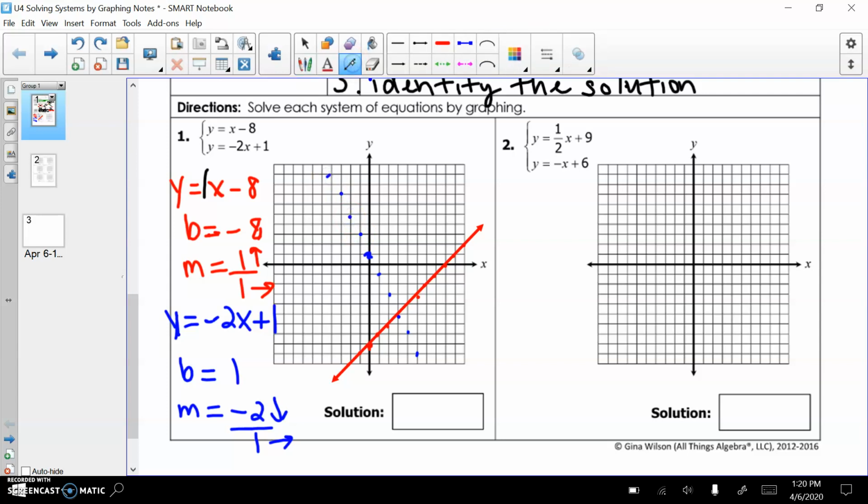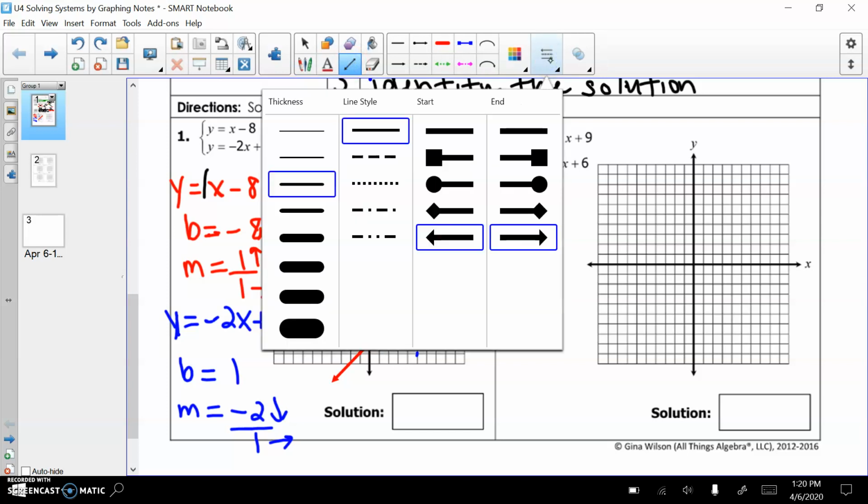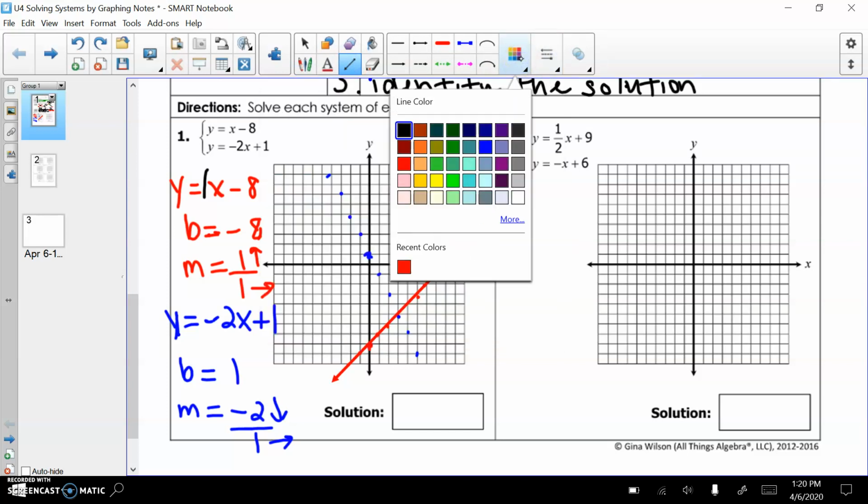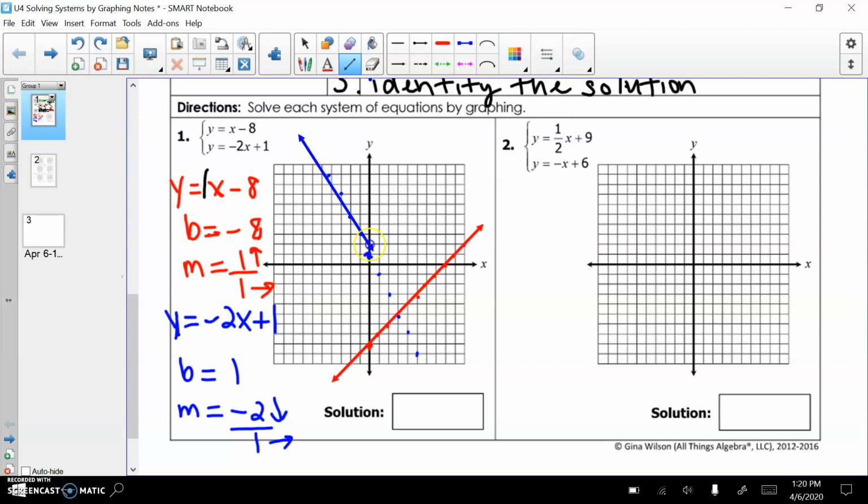All right, and then I'm going to see if I can get this line how I want it. There we go.